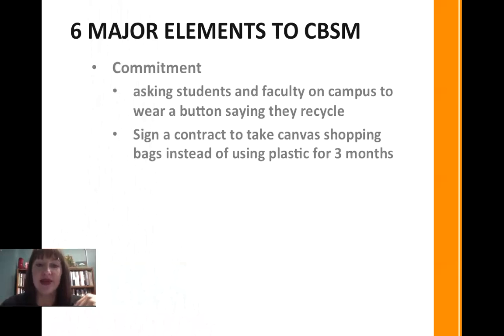A second example there is maybe to sign a contract. Of course, we want to sign that in public in some way so that they're held accountable for that publicly. To maybe take canvas shopping bags instead of using plastic for the next 3 months. And that time frame is important. It's really hard for us to say, I'm going to do this for the rest of my life. But I might be able to commit to saying that I'm going to do something for the next 3 months, or I'm going to do something for the next 2 months.